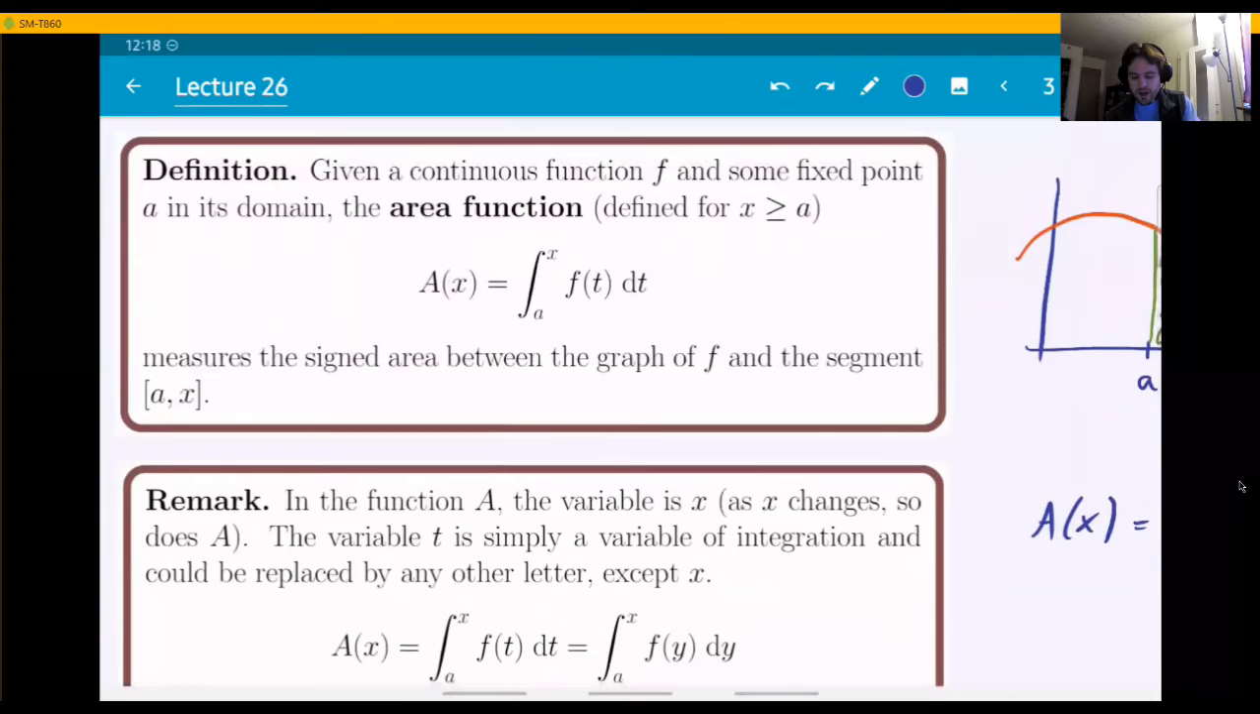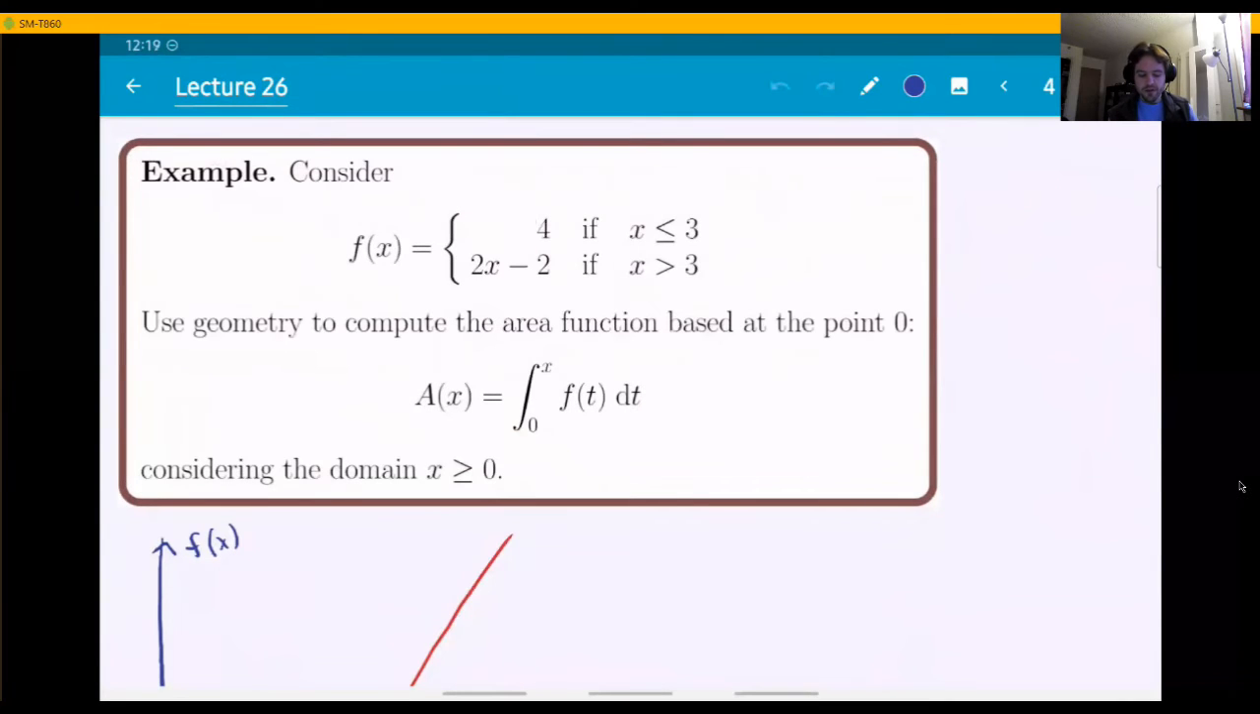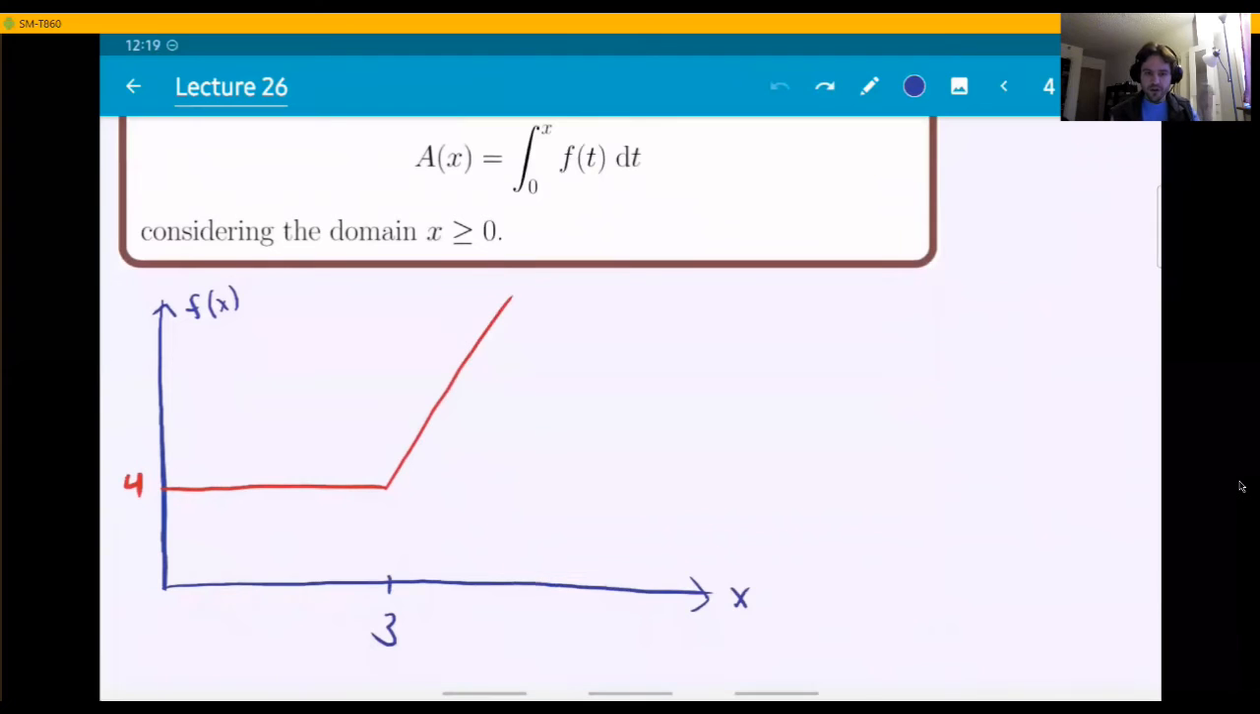All right, so we have already talked about this function before when we defined the definite integrals. We just never gave it a name of area function. But this is the same type of problem that we already did. Consider this particular piecewise function. It's constant before x equals 3, and then becomes some linear function after x equals 3. Use geometry to compute the area function based at the point 0, and considering only the domain x larger than or equal to 0. So we have our function little f here. I drew the graph for you. And we are now talking about this area between 0 and some value x.